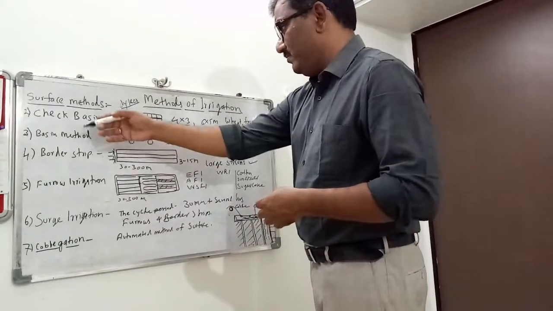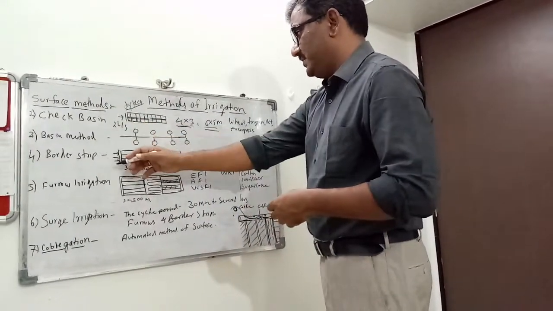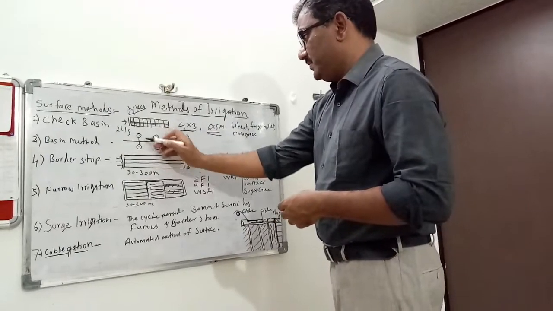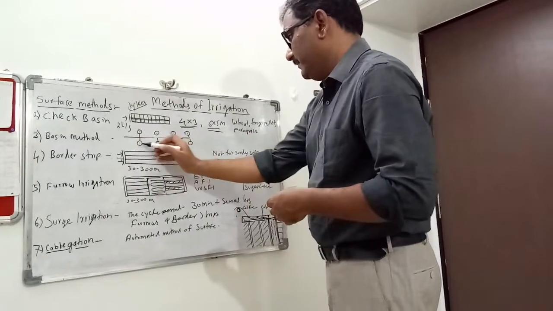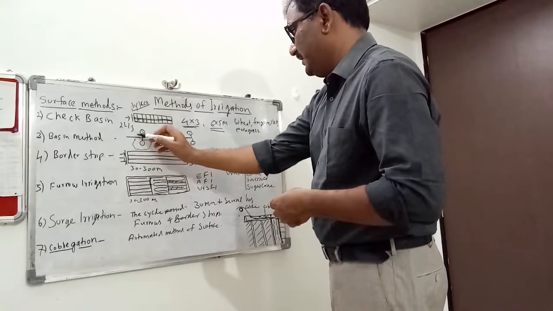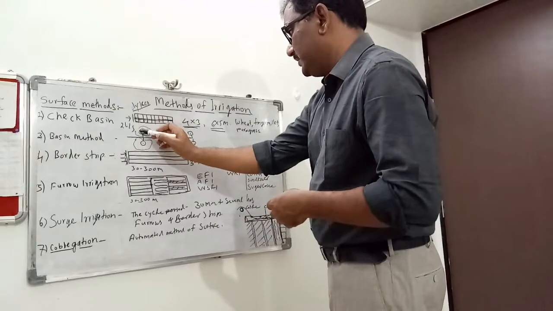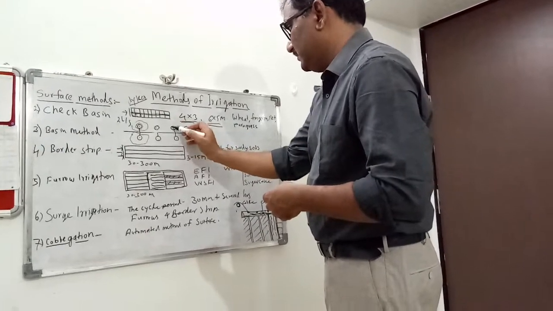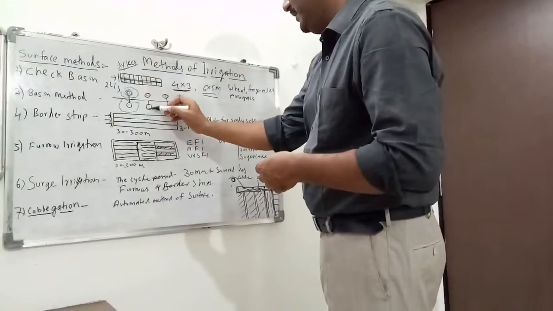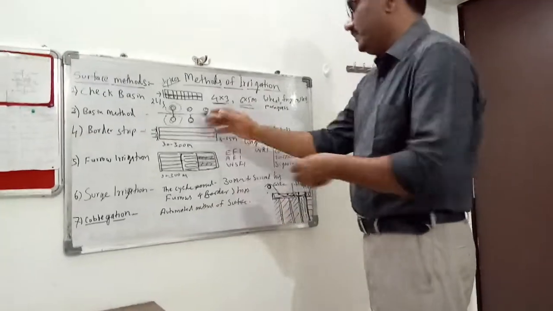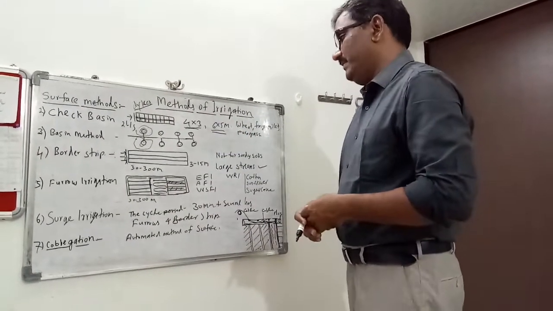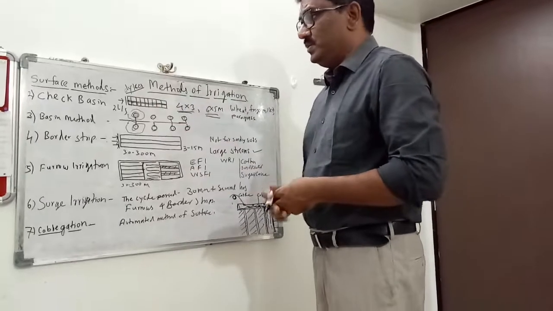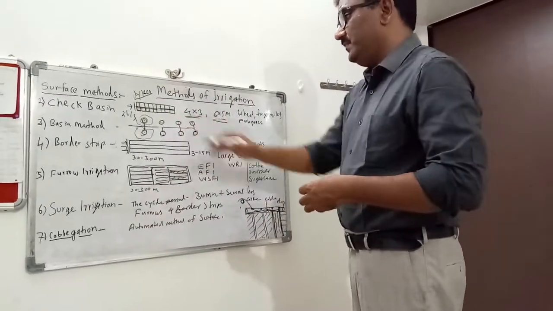And there is a modification of this check basin, the basin method of irrigation, for fruit crops which have wider spacing, so there is no need to irrigate this side. We want to irrigate the root zone of this fruit crop, and these basins are prepared and water is applied to the basins only. This is always helpful because we can avoid the unnecessary area of irrigation and reduce the water requirement. Also we are applying to the root zone. So this is the best method for fruit crops.